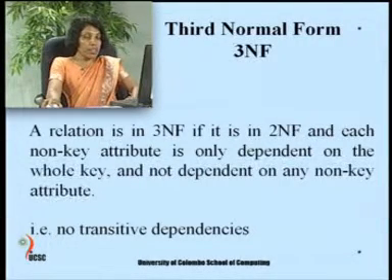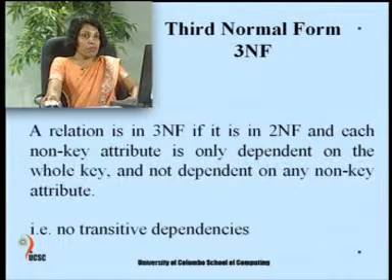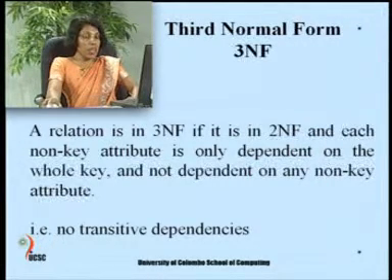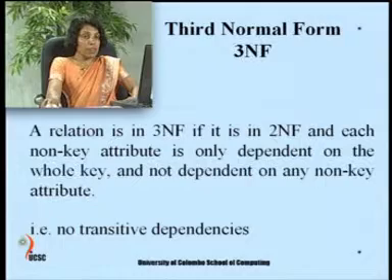So here the idea is to eliminate transitive dependencies. So transitive dependency, I explained it before, it would be something like if B depends on A and if C depends on B, then we can imply that C depends on A.